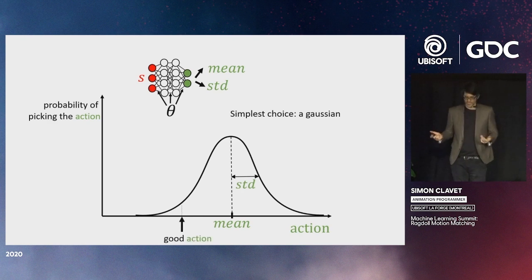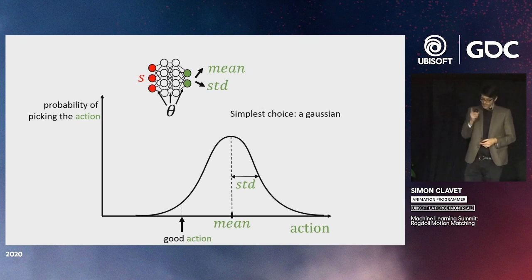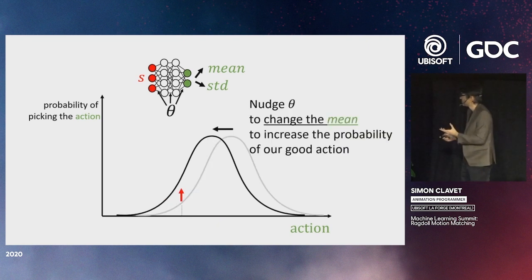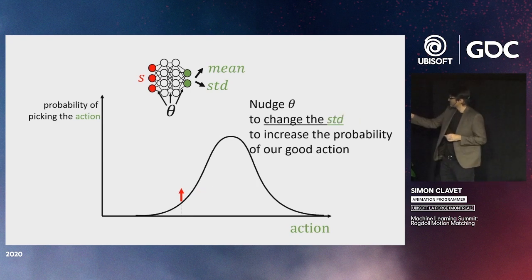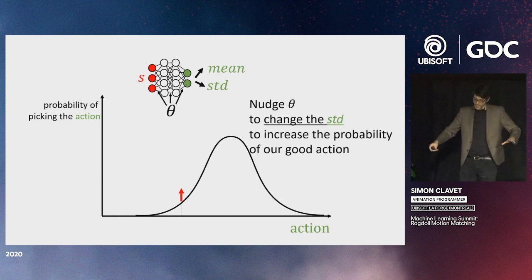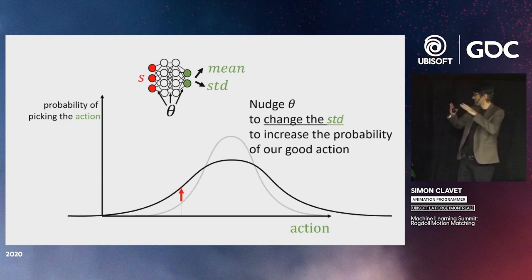So now we have this good action. We'll increase the probability there. You can think about it for a couple of seconds. What's going to happen with the mean and standard deviation if we want to increase the probability there? The first thing that comes to mind is to move the mean in this direction. That's going to increase the probability there. But what about the standard deviation, what should happen to it? If the good action was near the tail, it might be a good idea to make the Gaussian a little bit more fat, to explore more.